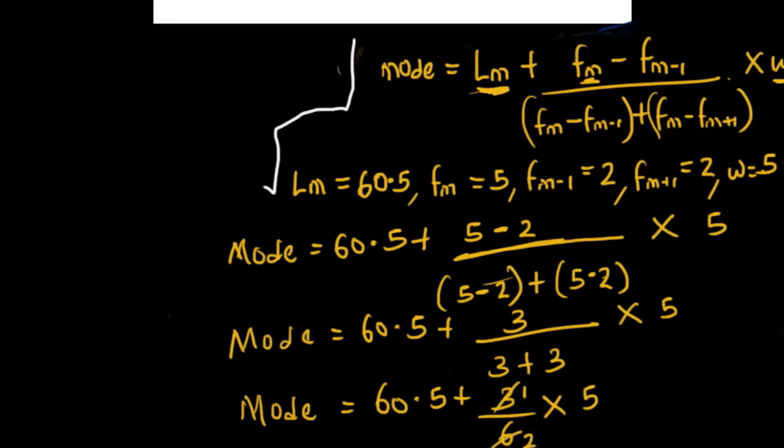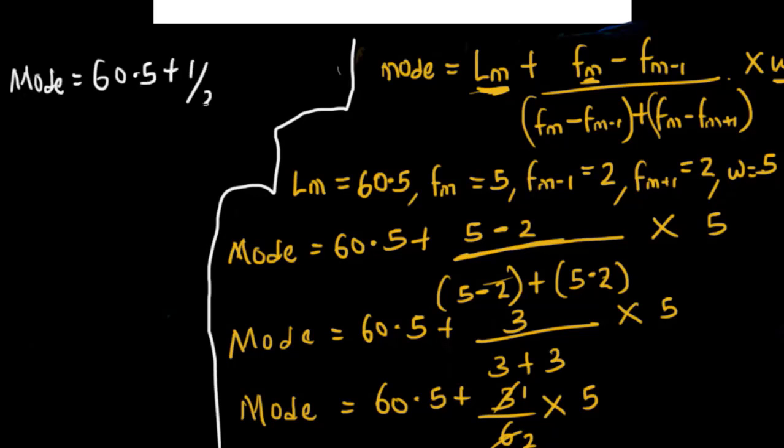So if we do it by the side here, mode equals 60.5 plus 1 over 2 times 5 over 1. So we have mode equals 60.5 plus 1 times 5 is 5, all over 2 times 1 is 2. Can you see I finished doing this right hand side first before I would now add it to 60.5, so that you don't make a mistake.